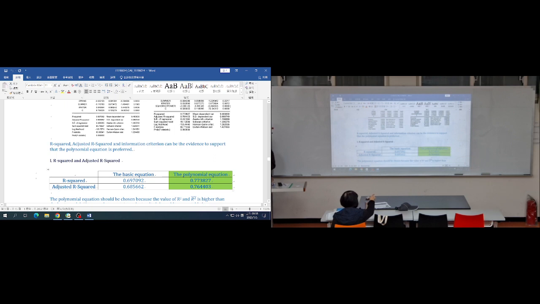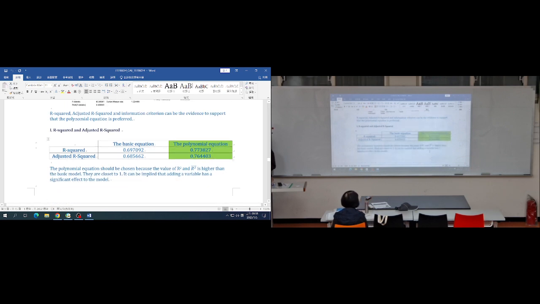No, the basic adjusted R square is 68 something percent, then it increased to 76. So the adjusted R square increased. It is not close to 1, it's still far away from 1, but it increased. It can be implied that adding more variables has a significant effect on the model.